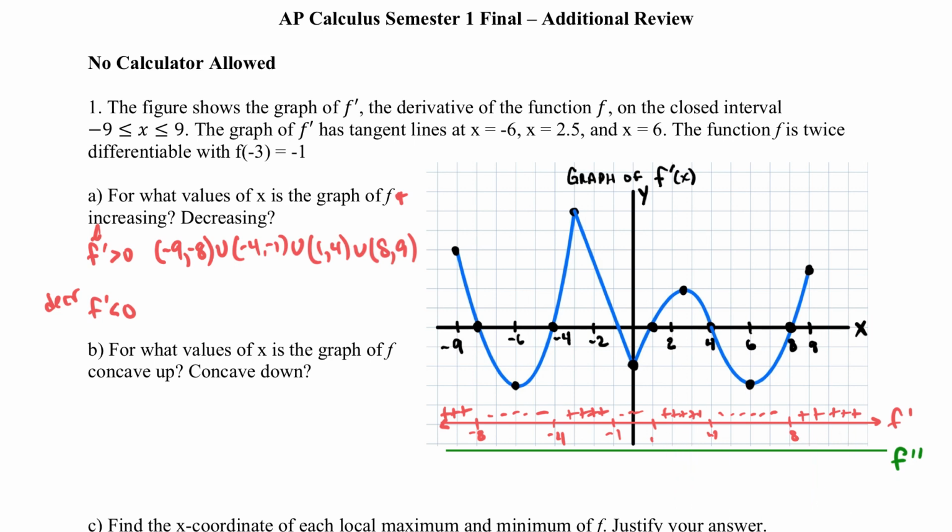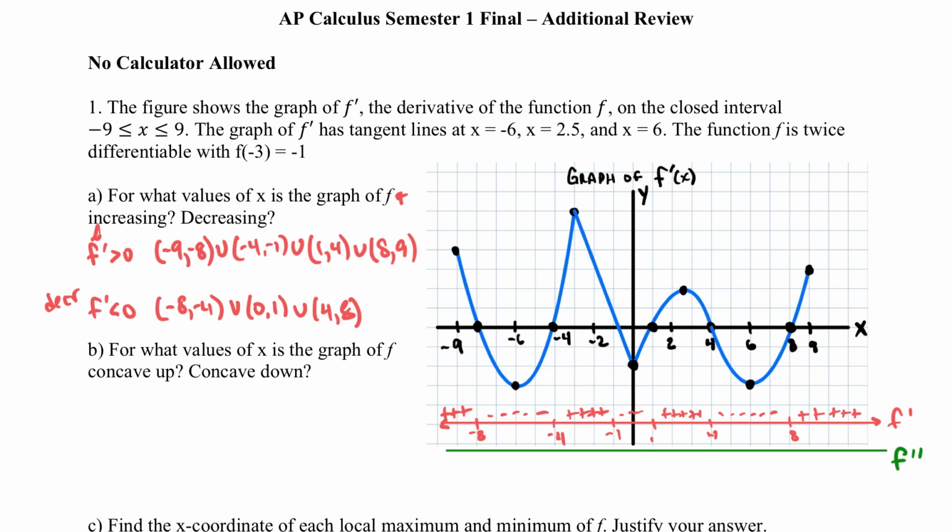For decreasing, I'm going to take a look at when it's negative. So from negative 8 to negative 4, that's negative, and then we've got another one from negative 1 to 1, and then another one from 4 to 8. So let's write all these down. We said we had one from negative 8 to negative 4, union another from negative 1 to 1, union 4 to 8.